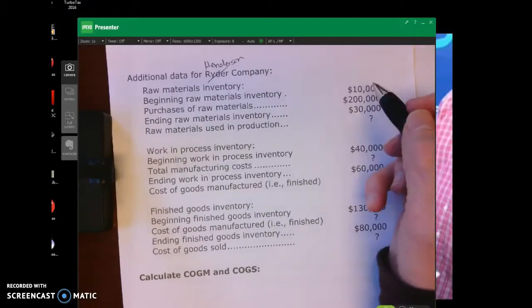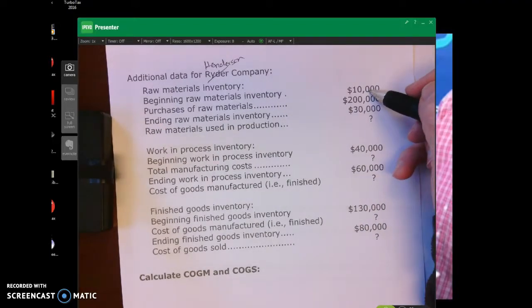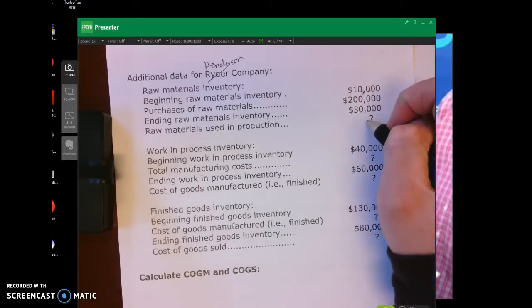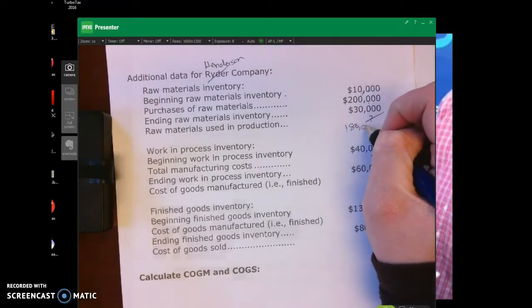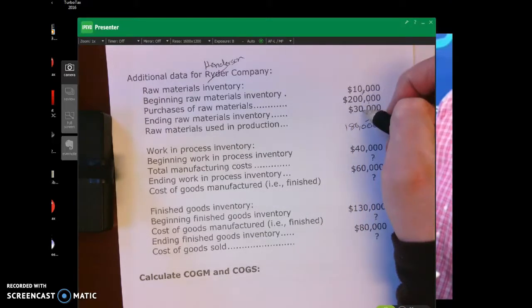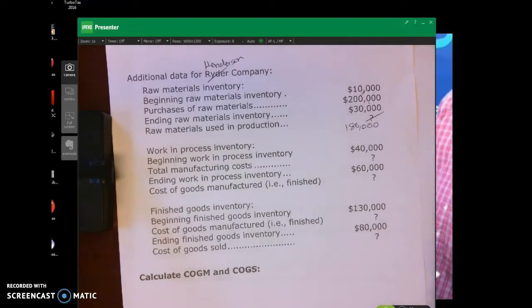Okay? You look over here, let's look at this first one. We have our beginning raw materials plus purchases, 210. We had ending at 30,000, so I had 210,000 of raw materials that I could use. I used 30,000, so how much did I actually use? 180. I took the 210 minus 30 to get to 180,000 dollars of raw materials used.